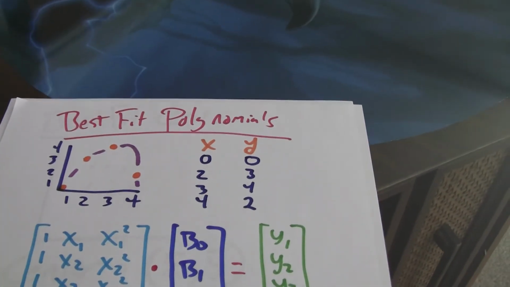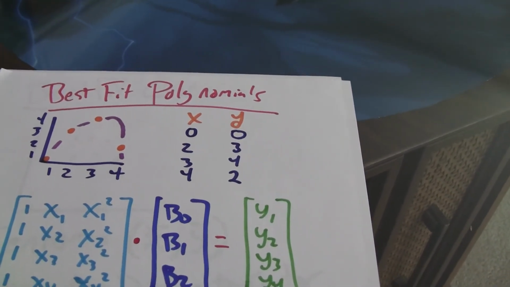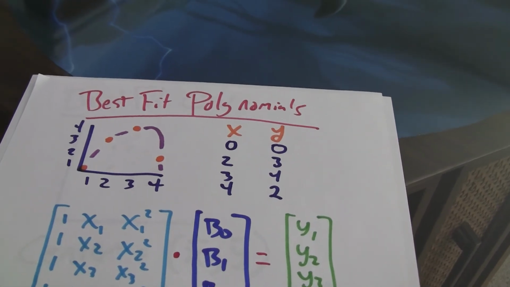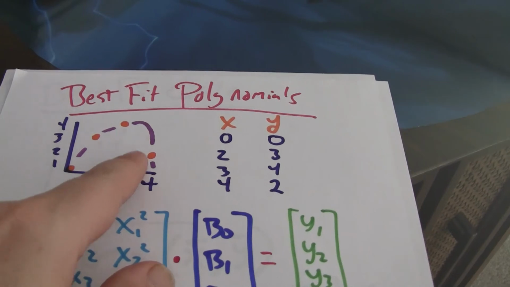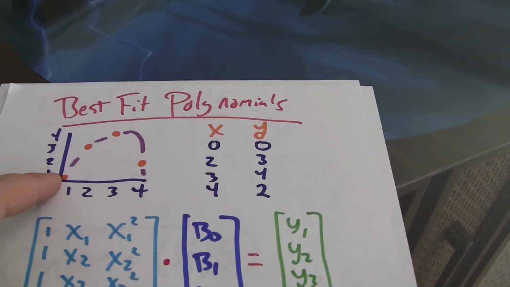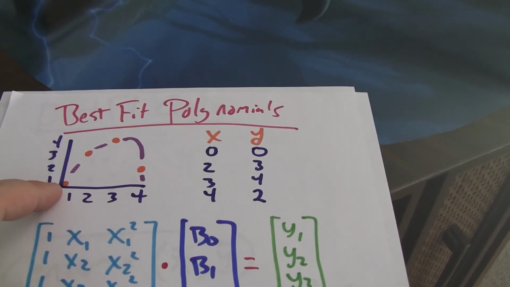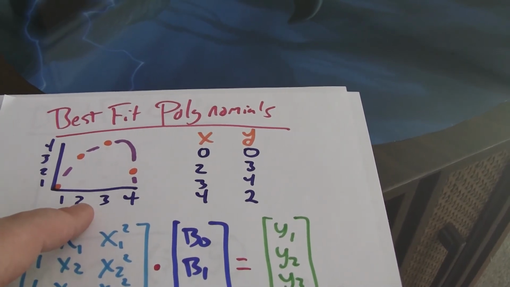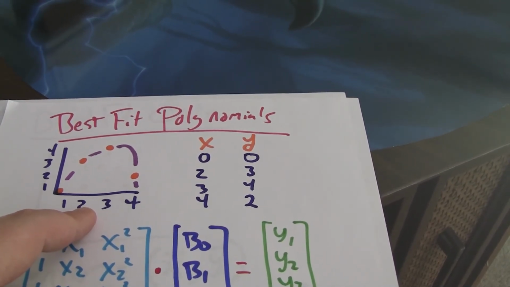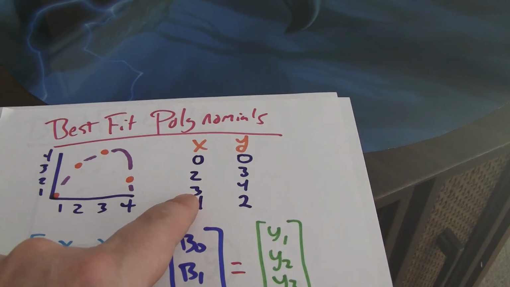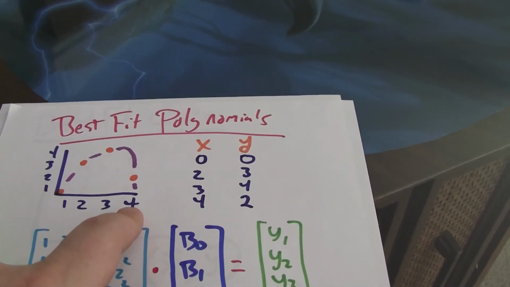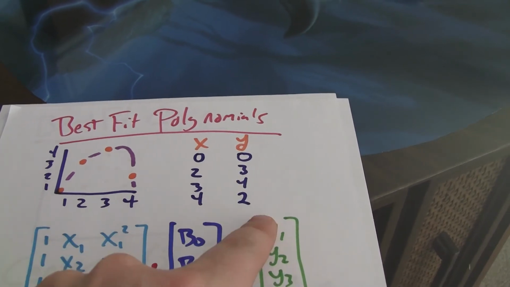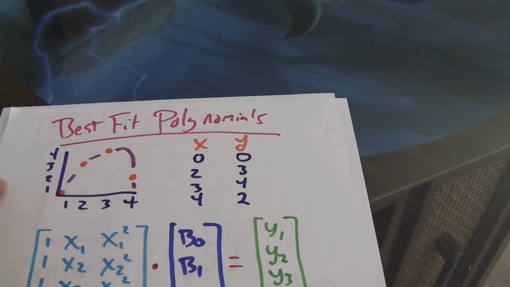Now let's talk a bit about how we can also use this matrix method to do best fit polynomials. So here's an example of some data, and it's going to go in a curve, right? We've got an observation of when x equals 0, y equals 0. When x equals 2, y equals 3. When x equals 3, y equals 4. And then this observation when x equals 4, y equals 2.